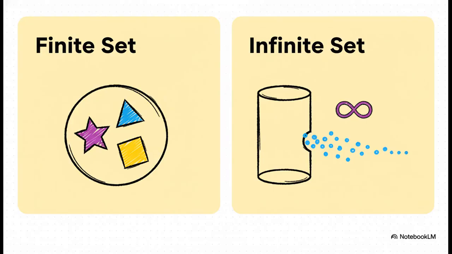Now, it turns out that sets pretty much come in two main flavors. On the one hand, you've got your finite sets. These are collections you could eventually finish counting, like the days of the week. But on the other hand, you've got these incredible infinite sets, which just go on forever. Imagine trying to count all the positive whole numbers. You could count for the rest of your life, and you would never, ever find the last one.